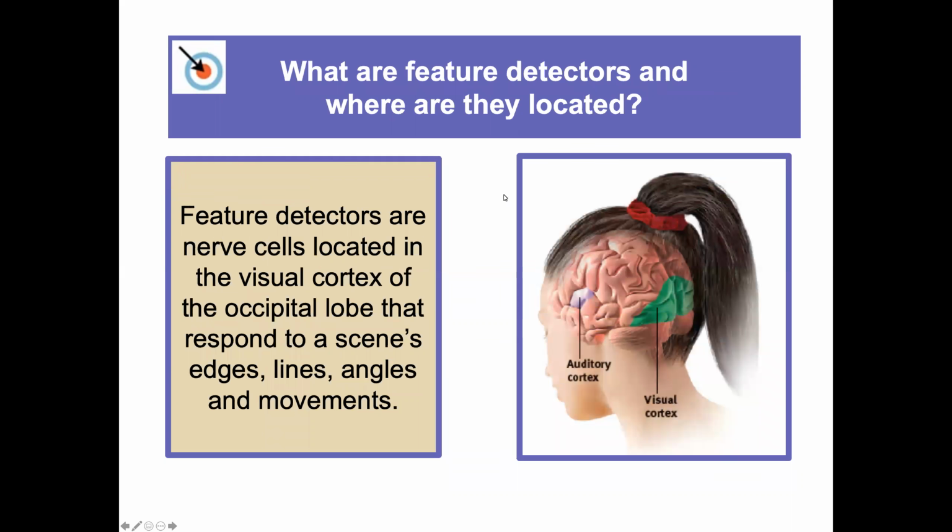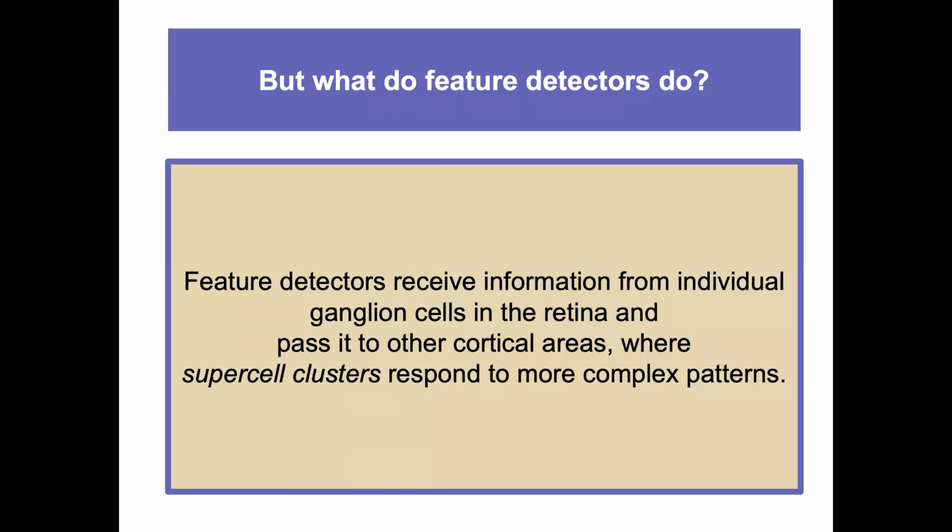So what are feature detectors and where are they located? Well, feature detectors are nerve cells located in the visual cortex of the occipital lobe that respond to a scene's edges, lines, and angles. They're highly specialized cells that process information in the brain. So feature detectors receive information from individual ganglion cells in the retina and pass it to other cortical areas where supercell clusters respond to more complex patterns.